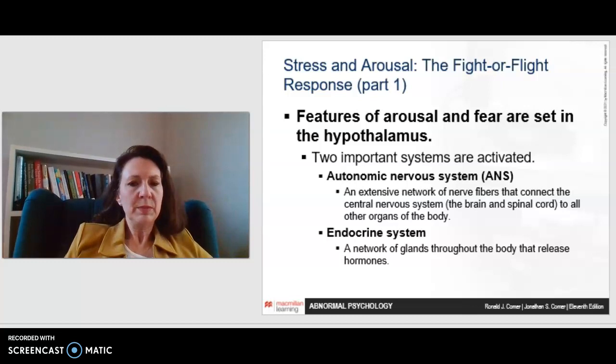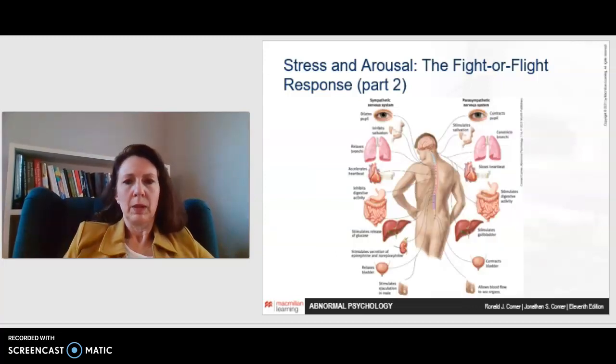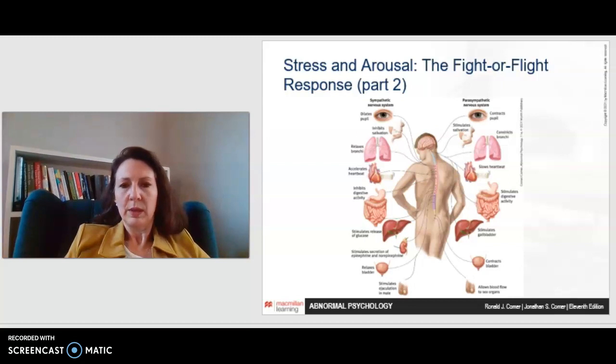The other system is the endocrine system, and a network of glands throughout the body release hormones, so that also kicks in. So here's the fight or flight response, and you can see that all of these different organs, the lungs, the liver, all sorts of things, are either stimulated or inhibited by the fight or flight response. And that is the sympathetic nervous system, where the nerve fibers of the autonomic nervous system quicken the heartbeat and produce other changes experienced as arousal.